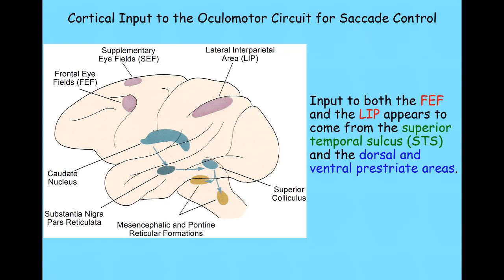Now, there's cortical input to the ocular motor circuit, and it comes from 2 areas in visual processing. There's the dorsal and ventral prestriate areas, and they project onto these 2 areas here, the lateral interparietal area and the frontal eye field. And then there's the superior temporal sulcus here, and it projects to these same 2 areas. So we have both early motion and early object detection projections into these 2 areas, the frontal eye field and the lateral interparietal area.